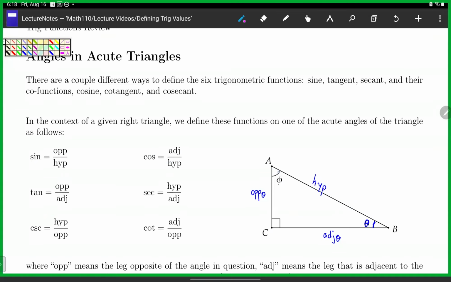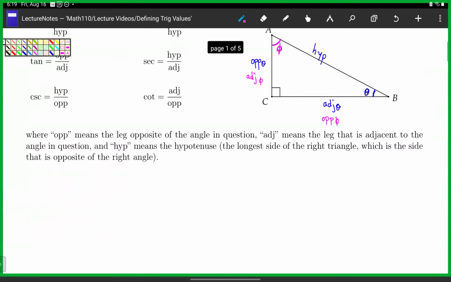So here is the other angle phi, the other acute angle phi, and this side, side BC, is the side that is opposite of phi. And then side AC is the side that's adjacent to phi. So opposite and adjacent are relative, hypotenuse is fixed.